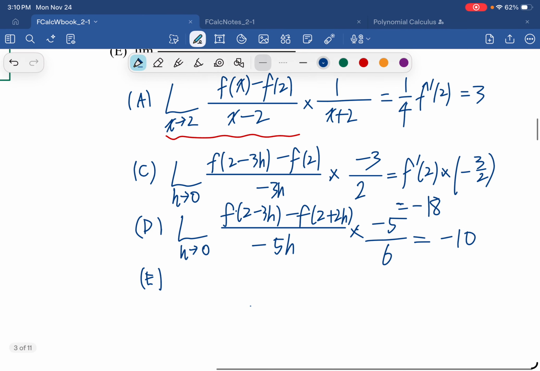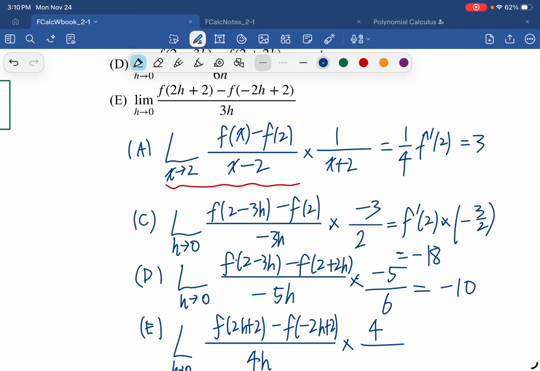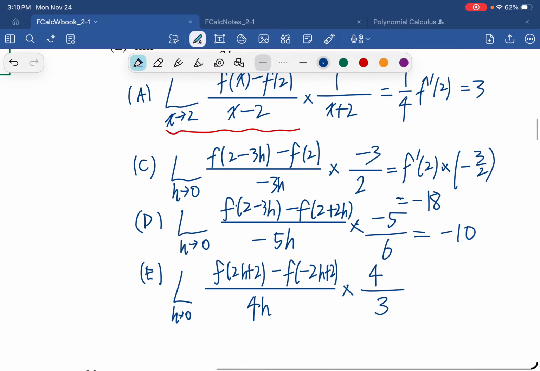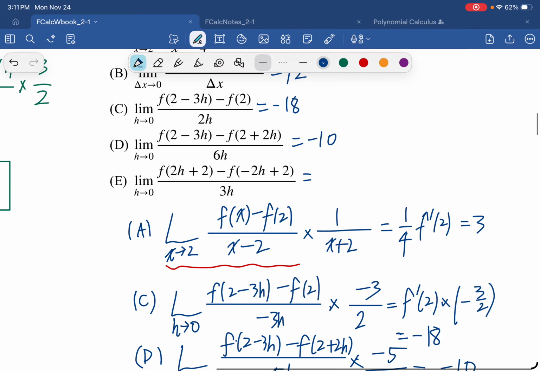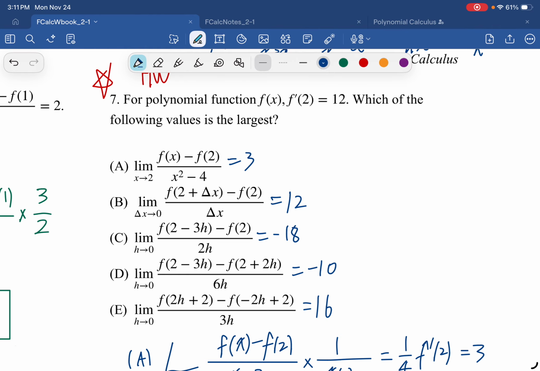We want 4h as h goes to 0 of f of 2h plus 2 minus negative 2h plus 2, multiplied by, we need to get rid of the 4 and replace it with a 3. So it's going to be 12 times 4 over 3, which would be 16. So this final option equals 16. Now it tells us to select the largest value, which would be option E.